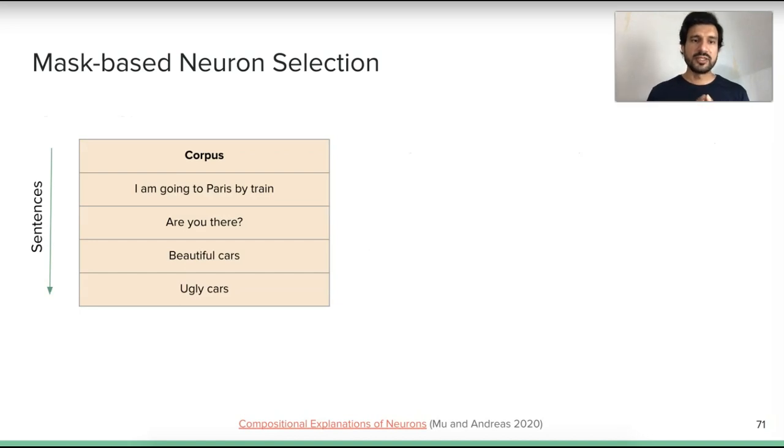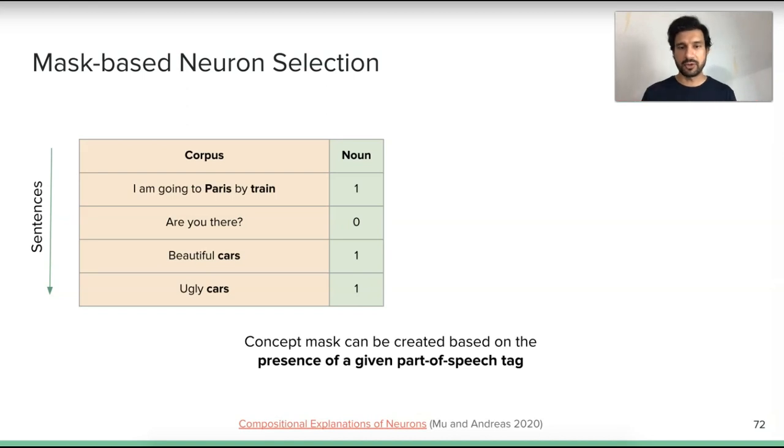So let's look at a very specific example where we have 4 sentences. We first create masks for all of our concepts that we want to consider. So here, for example, one of our concepts is noun. So we will see if a noun appears in those sentences or not. And based on their appearance, we will say 1 or 0 as a binary mask. For example, here, train and Paris are nouns. It will become 1. There is no noun. It becomes 0. And similarly, we have 1 for cars and for the last 2 examples.